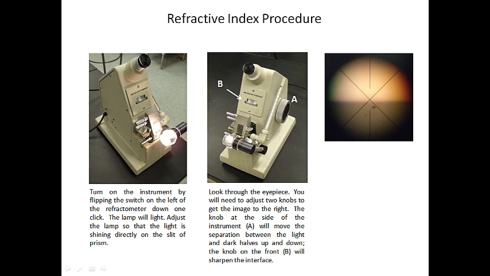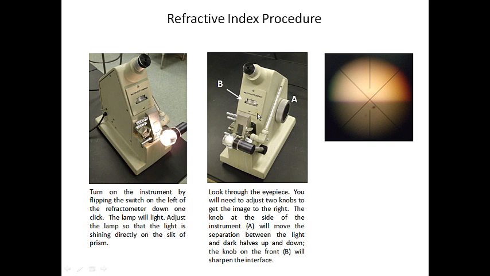You've got a light half and a dark half, and then a line between them. If you change the position of the light, you can get these to be greater or less in intensity. This line will move up and down between the light and the dark halves depending on the refractive index of the sample. To make the line move up and down, you use knob A. And to sharpen the interface between the light and the dark halves, you basically use knob B.